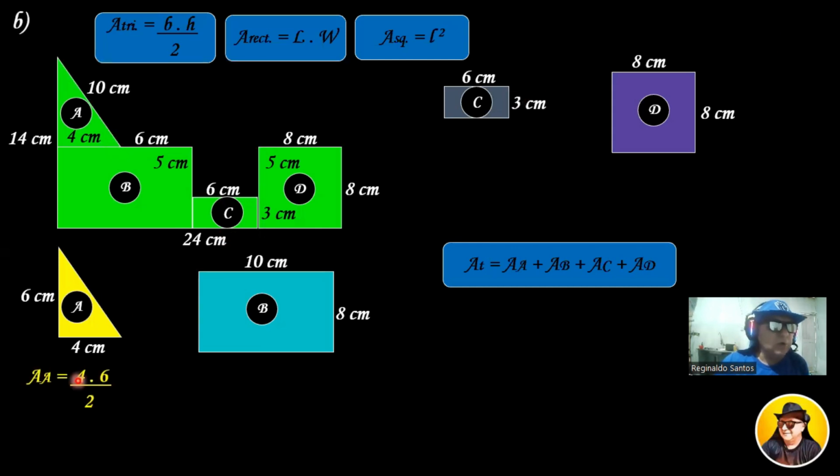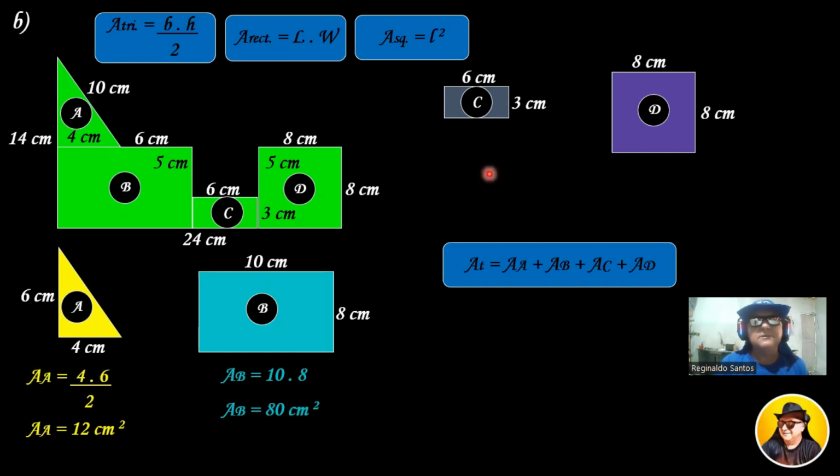Let's start. So the area of shape A is going to be, this is a triangle, so it's going to be 4 times 6 divided by 2. Well, 4 times 6 is 24, and 24 divided by 2 is 12. So the area of shape A is 12 centimeters squared. And shape B is a rectangle, and the area of a rectangle is L times W, so length times width. So it's going to be 10 times 8. So the area of B is 80 centimeters squared.